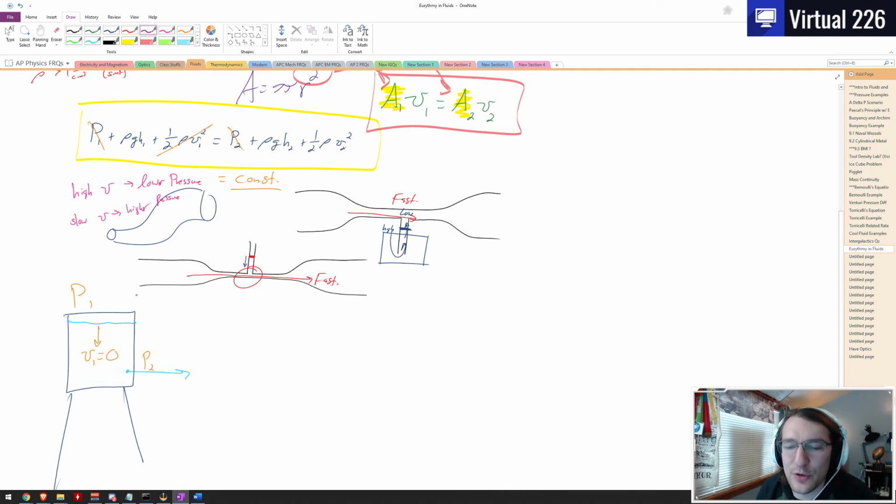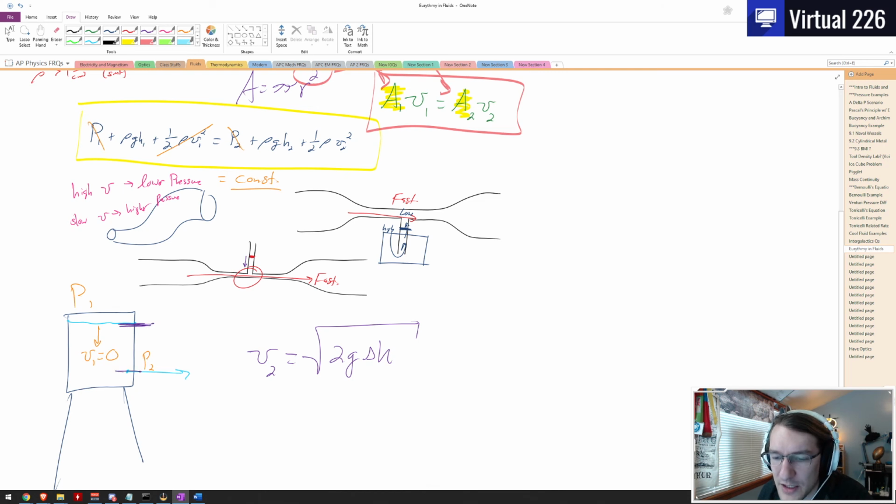When we eliminate those and then rearrange this equation, we find that the velocity of the water coming out is equal to the square root of 2 times gravity times delta H, where this delta H is the difference between the top of the water and wherever that hole is. This will give us the ejection speed of the water coming out of that vessel.